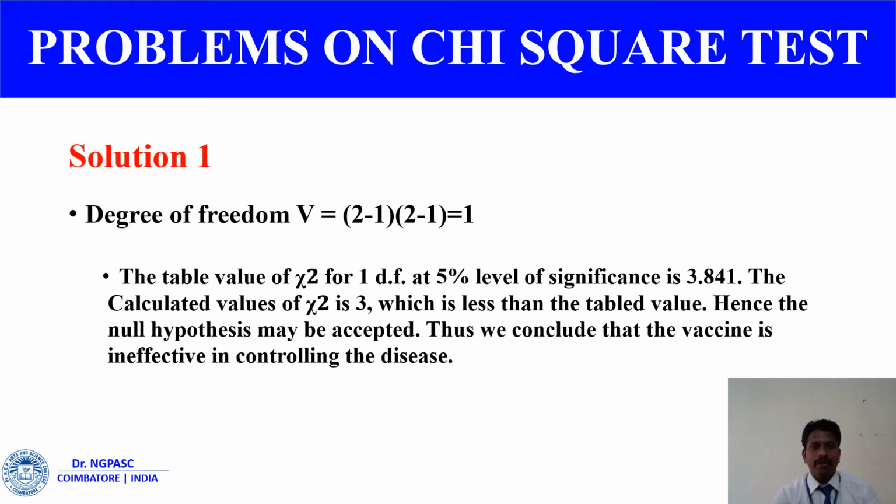The table value of chi-square for 1 degree of freedom at 5% level of significance is 3.841. The calculated value of chi-square is 3, which is less than the table value. Hence, the null hypothesis may be accepted. Thus, we conclude that the vaccine is ineffective in controlling the disease.